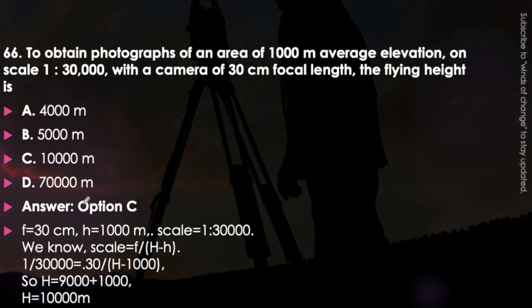So putting it in the formula, scale equal to f upon H minus h, and scale is 1:30,000. So we will put it here, which is equal to f upon H minus h. Okay, where focal length is 0.3 meter, that is 30 centimeter. So upon flying height we have to determine, and average elevation is 1000. So putting it, we will find out that H value, that is flying height, will be 10,000 meter. So option C will be the correct answer.